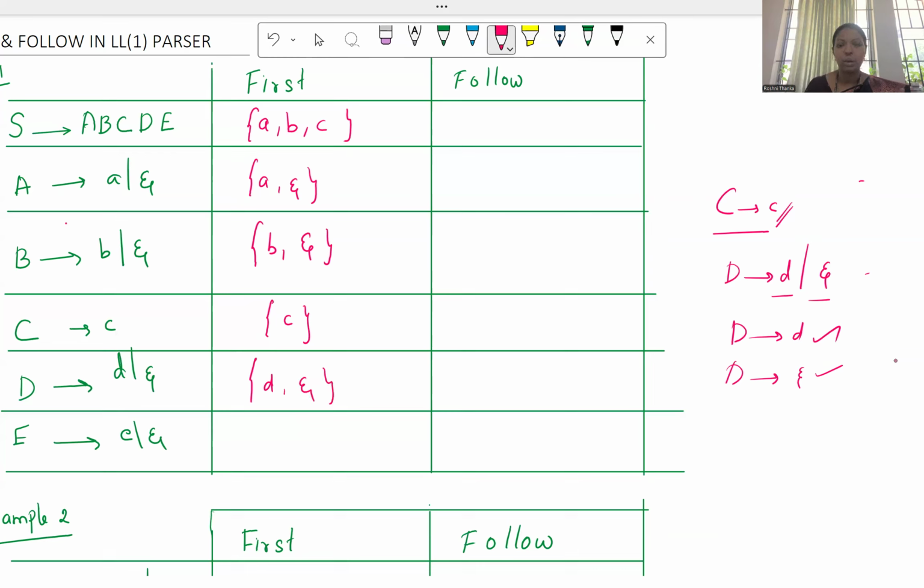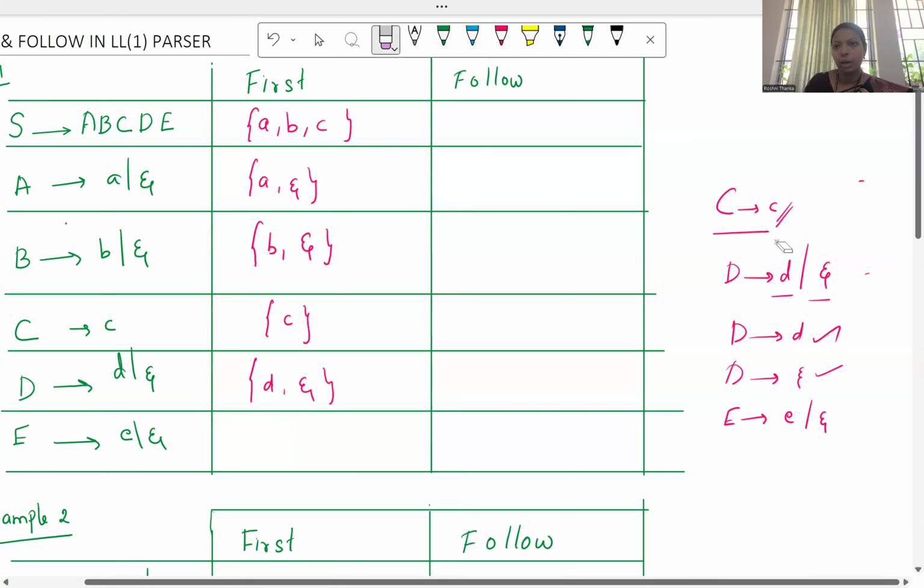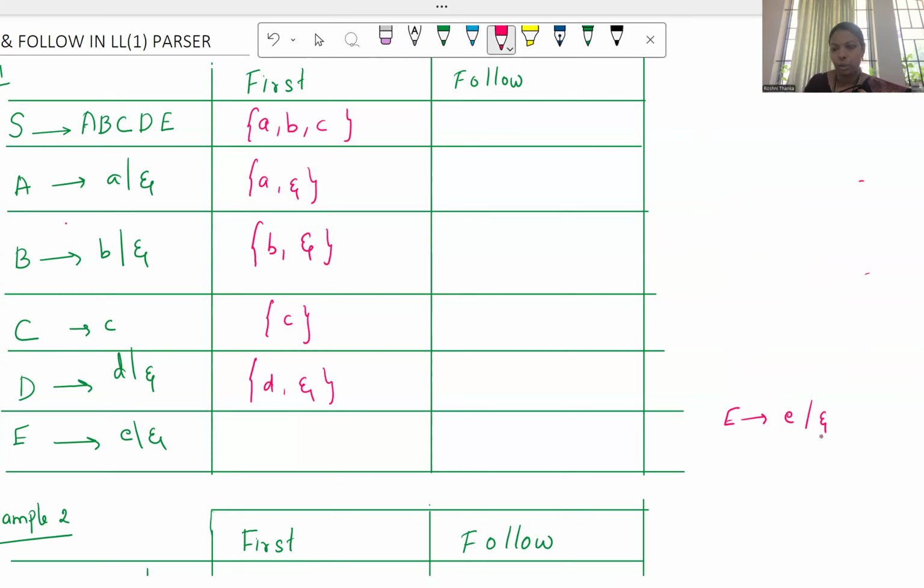So what is the meaning of actually all this? Whenever I derive some input using this production, who will be the first symbol? That's it. And when you take the next production of E, what is the production? E derives small e or epsilon. So whenever I derive any input string using this production, it will give either small e or epsilon. Nothing else. So the first of E is either e or epsilon.